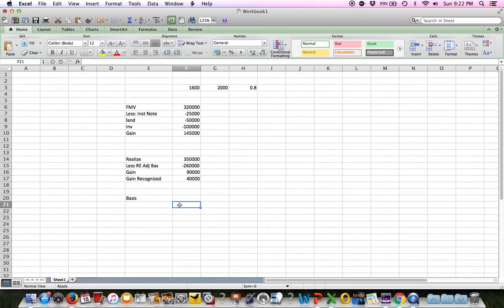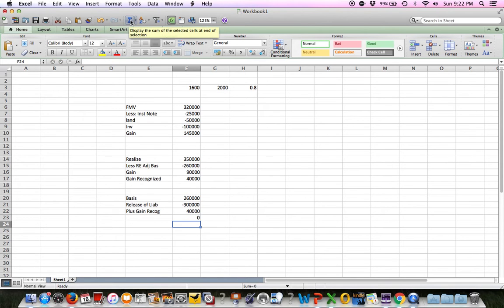It's the original basis of 260 minus the release of the liability plus the gain recognized. And that's going back to my 40,000. So his basis is actually now 0.